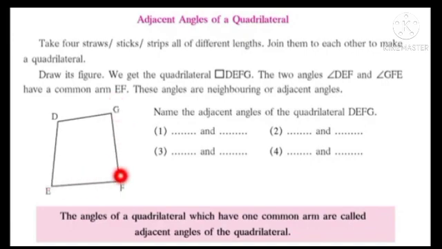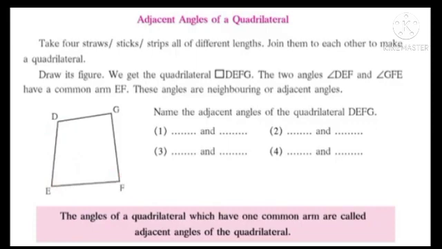Same way, now we are going to take GF common. So let's name the angle EFG and angle GFE is the second pair. Now let's take DG common. So which will be the angles? Angle DGF and angle EDG are the third pair of adjacent angles. Now we will take DE common. So angle GDE and angle DEF are the fourth pair of adjacent angles.